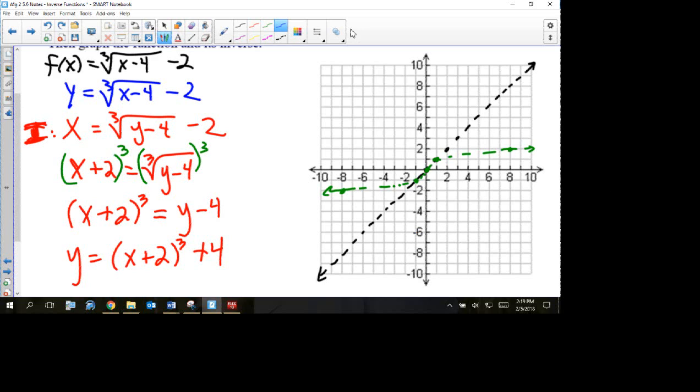What transformations are happening to the blue one from the original parent function cube root? The blue one. What transformations are taking place in this blue one? What's minus 4 mean? Right 4. And then what's minus 2 mean? Down 2. So each of these ordered pairs, I'm going right 4, down 2. Each ordered pair, right 4, down 2.